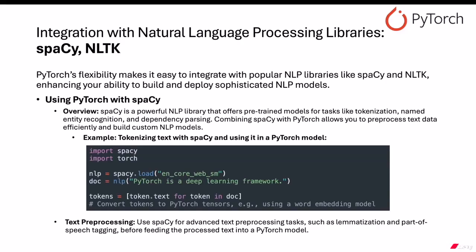Text preprocessing. Use spaCy for advanced text preprocessing tasks such as lemmatization and part-of-speech tagging before feeding the processed text into a PyTorch model.